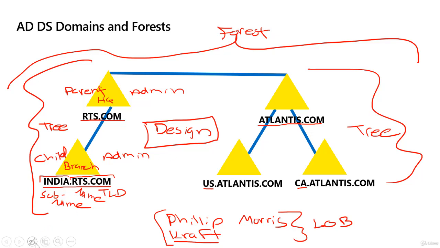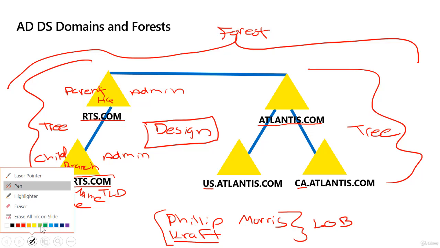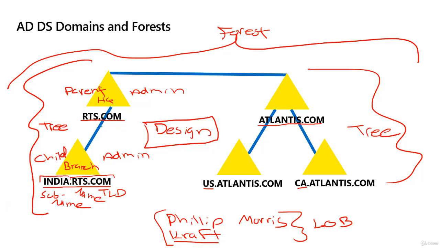Now with this, I'm going to change colors here. What we have are these trust relationships. So these lines here represent a trust. And I have these, I'm going to put little arrows on them. What this means to me, let's say there is a user in ca.atlantis.com, Bob.